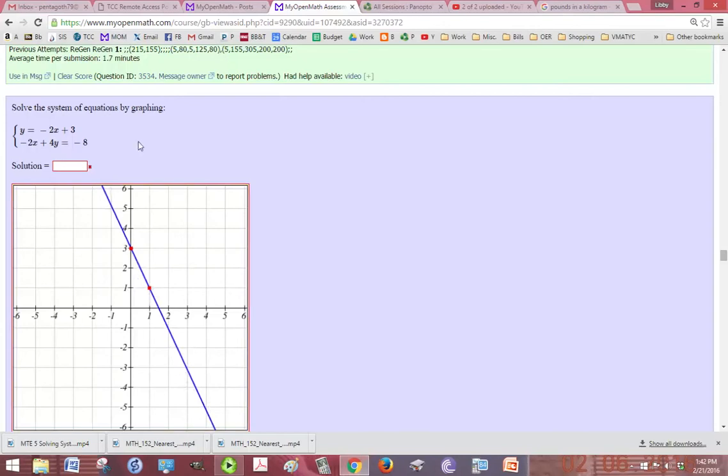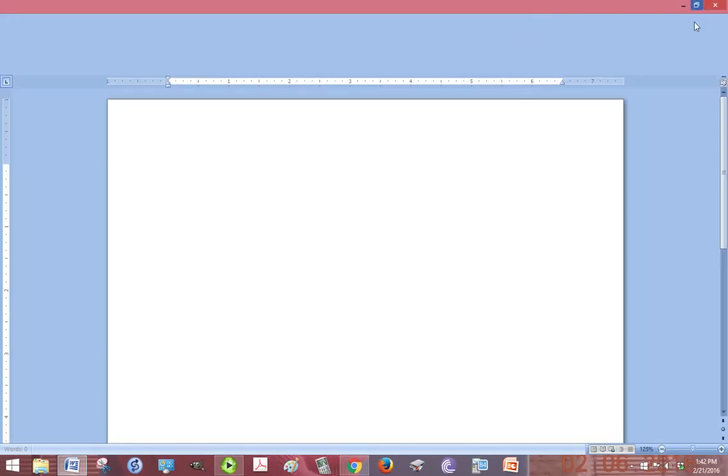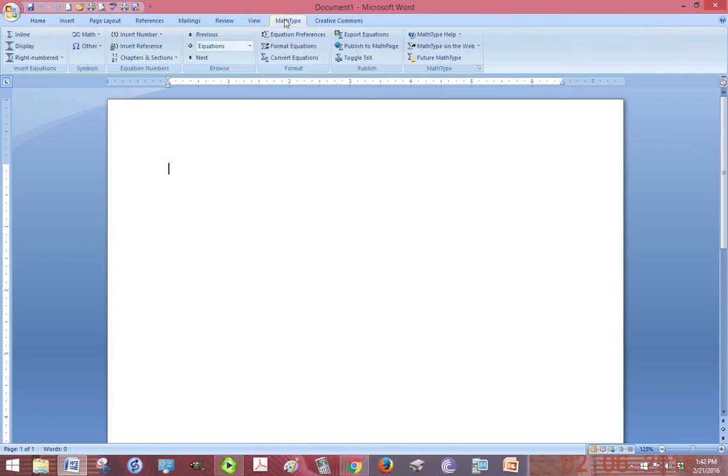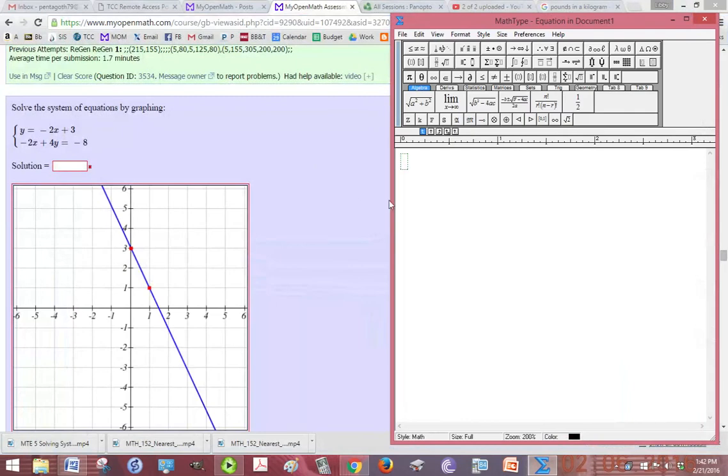Now the second line is negative 2x plus 4y equals negative 8. So I'm going to pull up a place to do some work on that one. We need to solve it for y so we can graph it. All right, so MathType. All right, good. So we have negative 2x plus 4y equals negative 8.